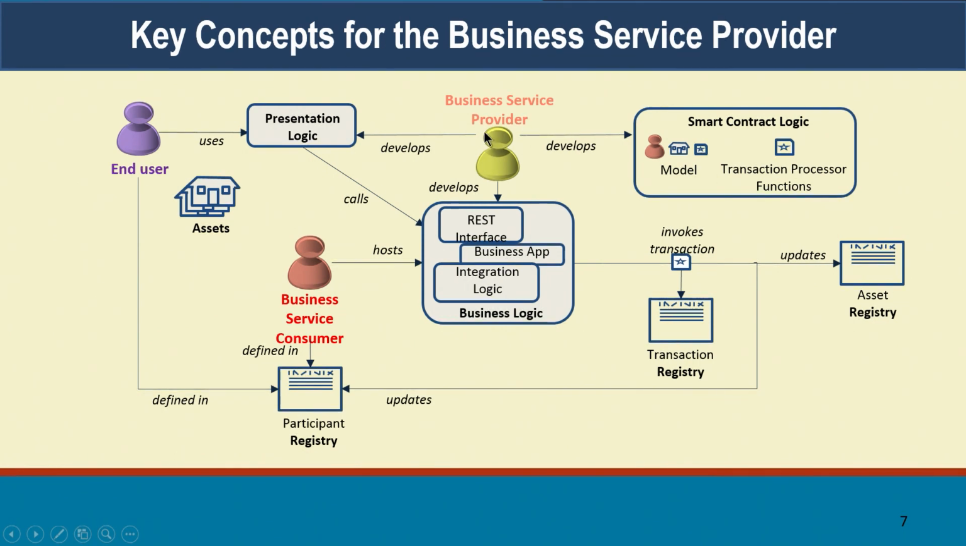They are going to develop a few things, right? They're going to develop the smart contract logic. This will define the set of assets or data models that you will define as part of the smart contract. It also defines some of the business logic encoded as functions. So in Fabric, it was chaincode. In Composer, it's going to be Node.js functions. Now, the business service provider, apart from developing the smart contract logic, might also develop an application on top.